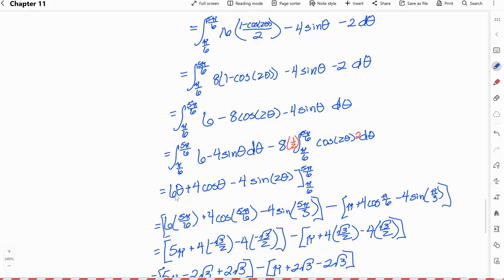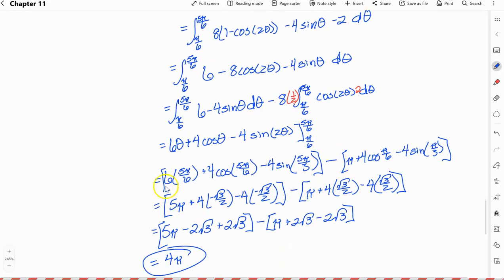And now I need to evaluate that from pi over 6 to 5 pi over 6. So I'm going to have to find the cosine of 5 pi over 6, and then I have to find the sine of 2 times 5 pi over 6. And then when I plug in the pi over 6, I'm going to need cosine of pi over 6 and sine of 2 times pi over 6, which is pi over 3. So we're going to keep that unit circle handy.